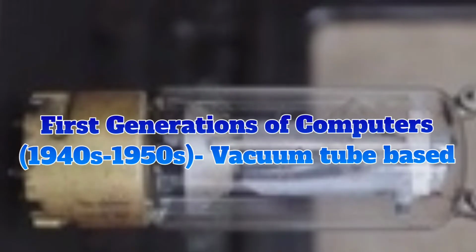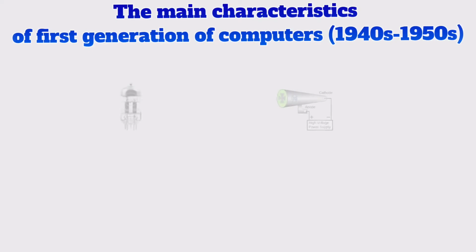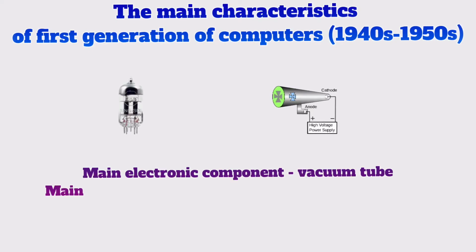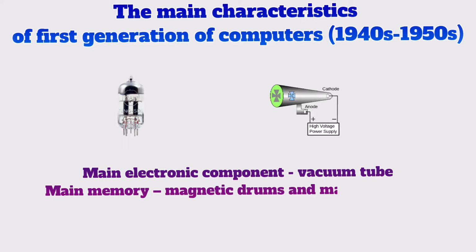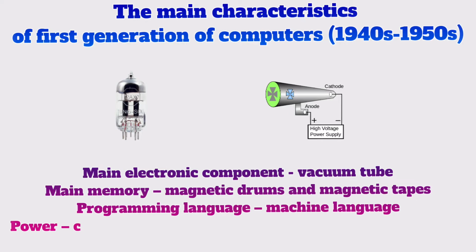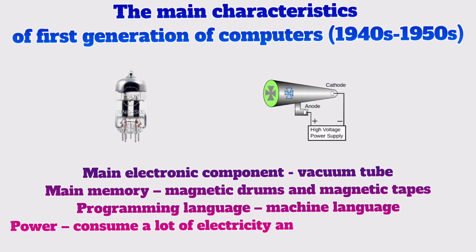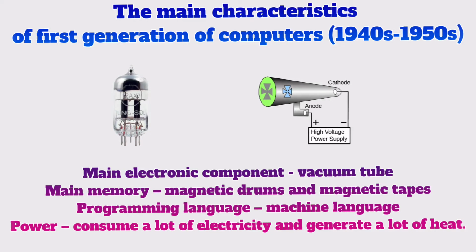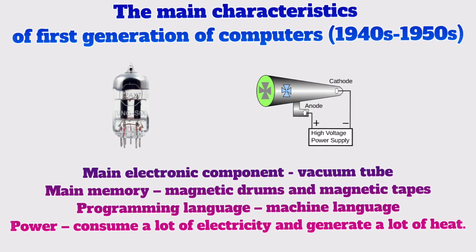First generation of computer, 1940 and 1950, vacuum tube based. The main characteristics of the first generation of computer, 1940: Main electronic component, vacuum tube. Main memory, magnetic drum and magnetic tape. Programming language, machine language. Power, consumed a lot of electricity and generated a lot of heat.